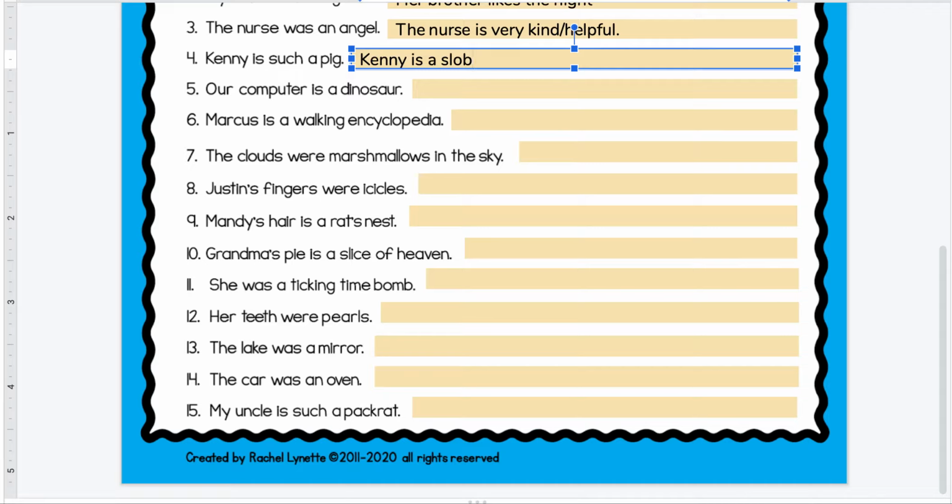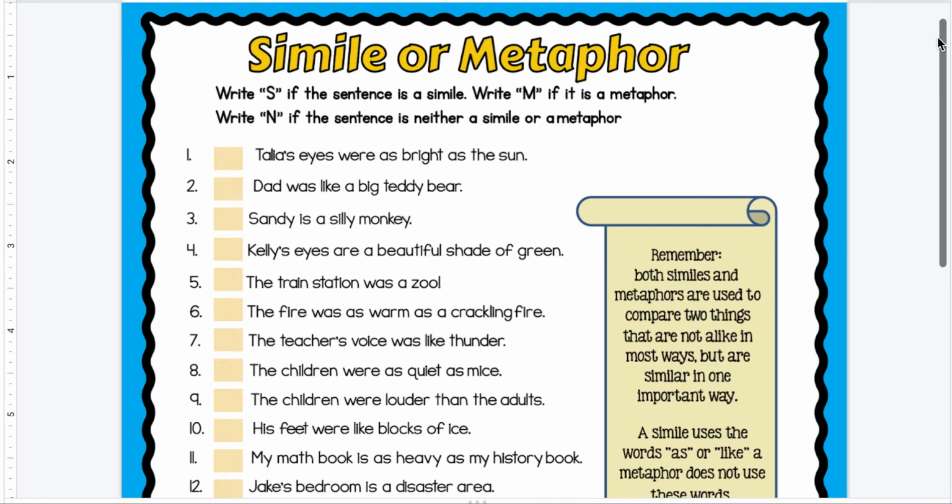Now this second to last one, you are going to be telling me, is it a metaphor or a simile, or is it neither of these things? So remember, they're both used to compare two things that are not alike in most ways, but are similar or important in one way. So a simile uses like or as, a metaphor does not.